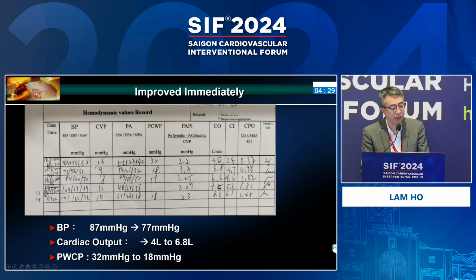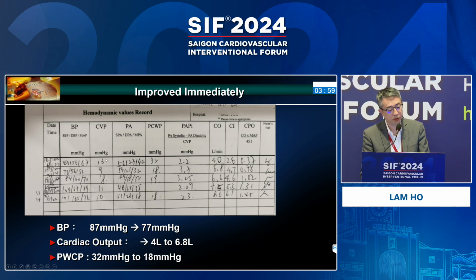Like this case, this is the BP after insertion of Impella and with dobutamine. It's 80 something, CVP was 13, but the wedge is very, very high, 32. That's why you can see the lung was white out, and the cardiac output was 4, and this is a very important finding, CPO, cardiac power output. If it's less than 0.6, then that means very likely the patient is in shock, in hemodynamic compromise.